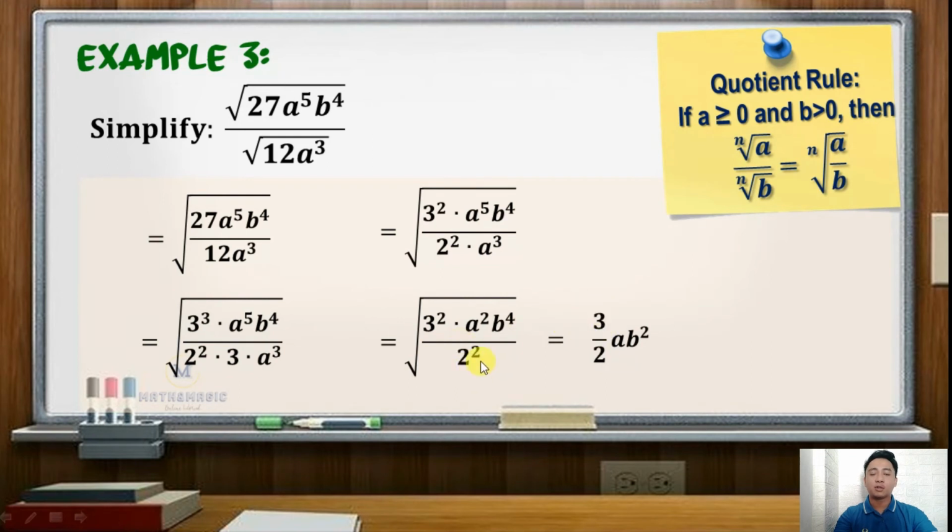For the denominator 2 squared, just the same, we can get 1 2 in the exponent, so a denominator of 2 can be extracted. For a squared, a will be extracted, and lastly, b raised to 4, b squared will be moved outside the radical sign. Hence, the simplified form of the radical is 3 over 2 or 3 halves ab squared.